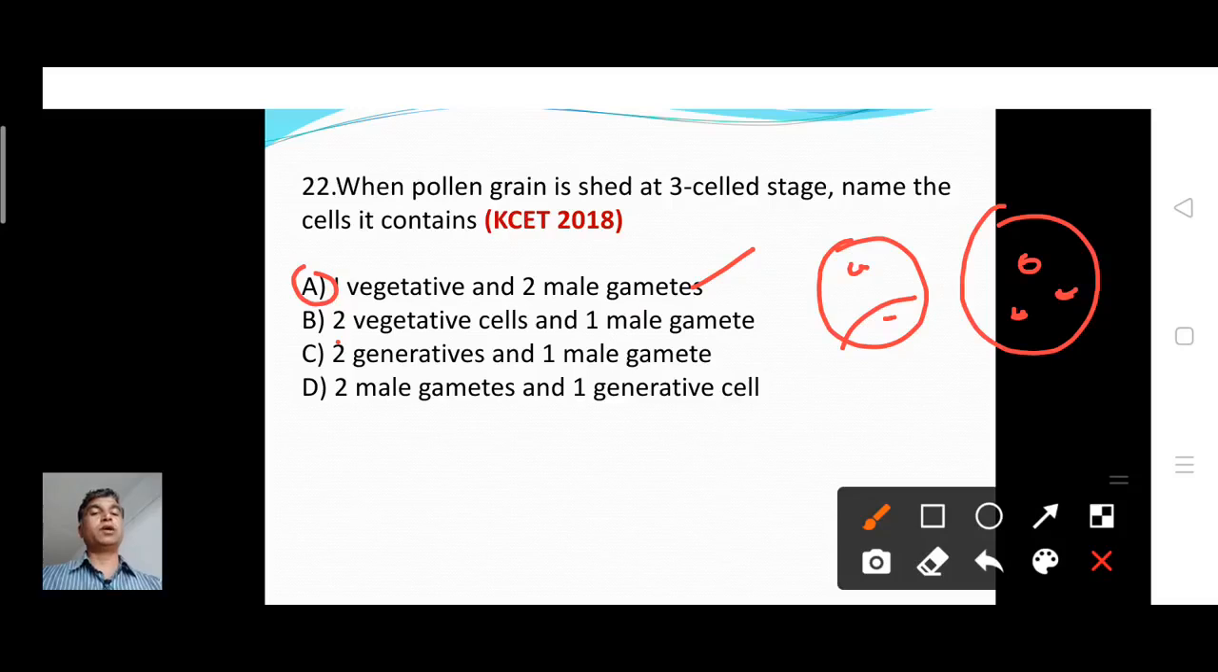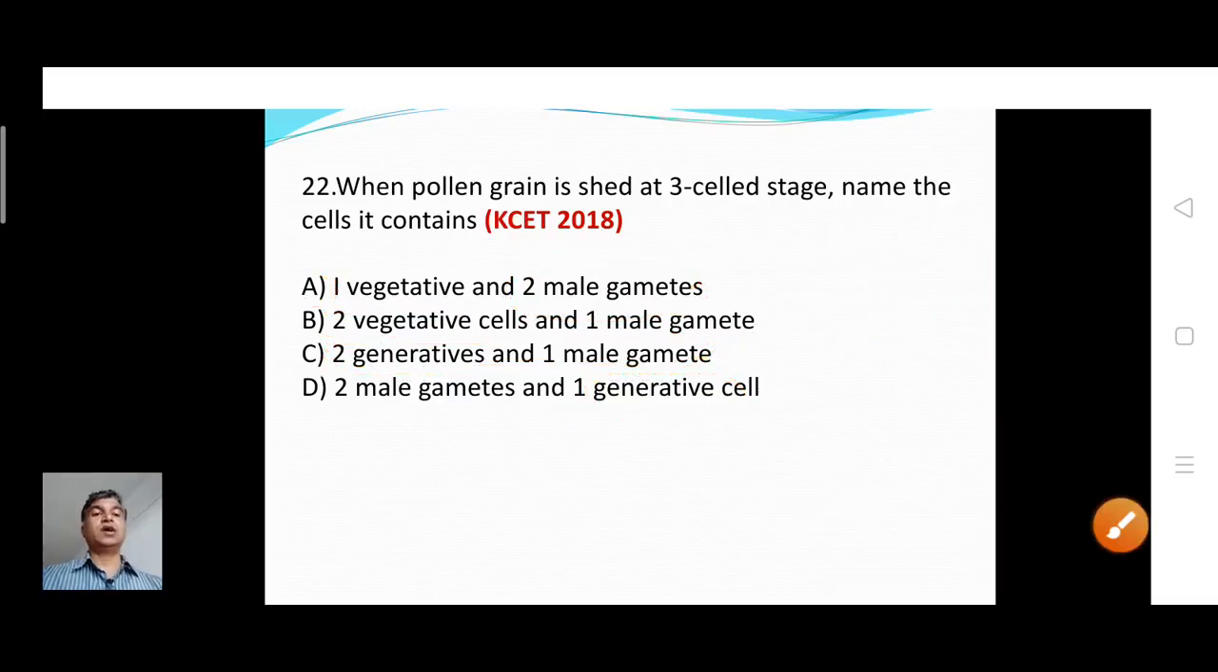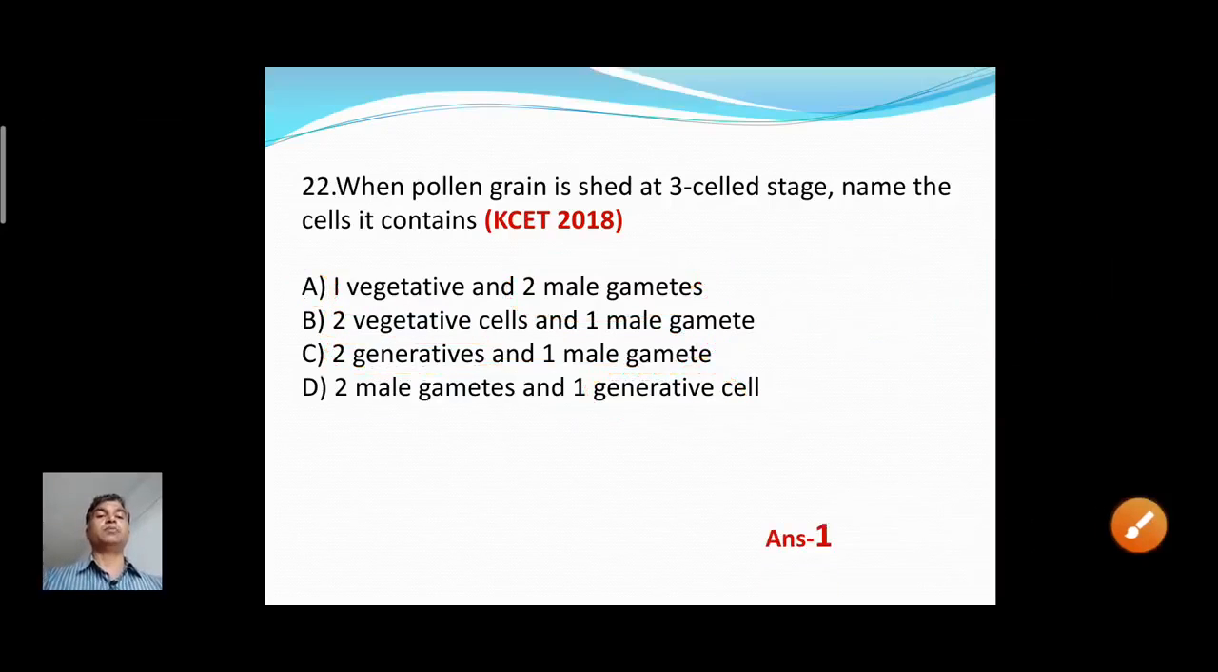2 vegetative, 1 male gamete. No, 2 vegetative is wrong. 2 vegetative, 2 generative and 1 male gamete. These are all related to male ones, and this is also not good, not correct. 2 male gametes and 1 generative cell. Again it is a generative cell. Wrong. So the 3-celled stage means 1 vegetative cell and 2 male gametes. This is the vegetative cell and these two are the male gametes. So the answer is the first one, 1 vegetative and 2 male gametes.